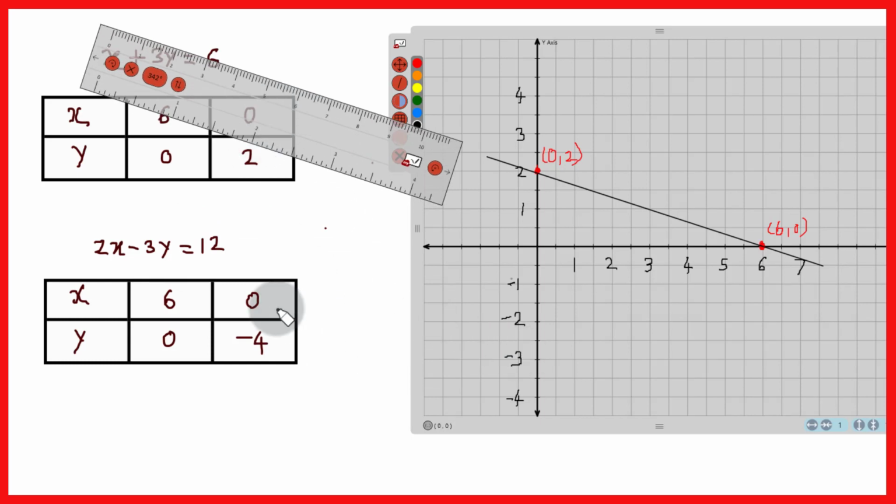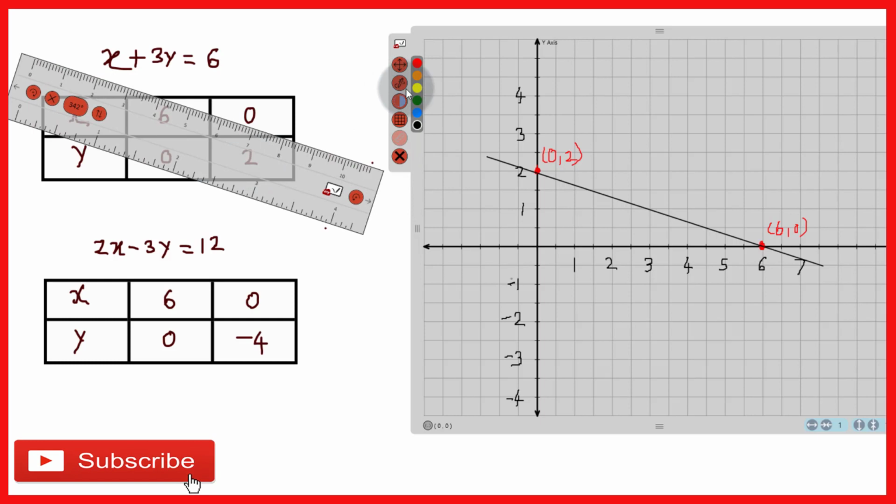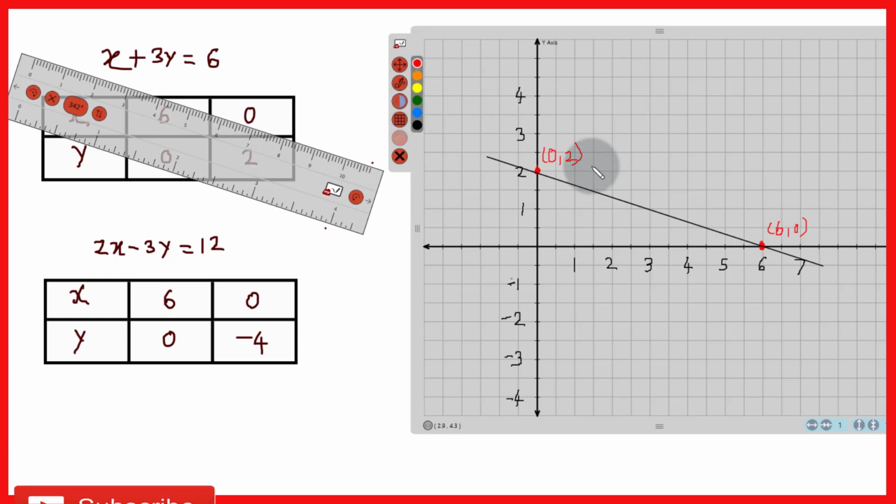Now we will draw a graph for the second equation. So it is 2x minus 3y is equal to 12. So the first set of coordinates is 6 and 0. So it will be the same point 6 and 0. And the second set is 0, minus 4. So it will be 0, minus 4. That point will be here.